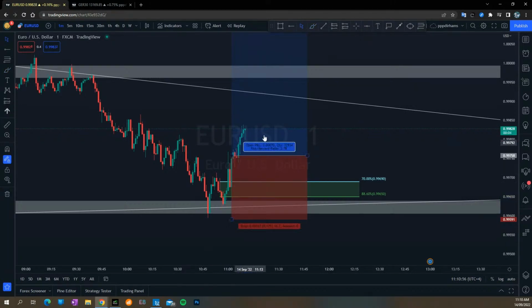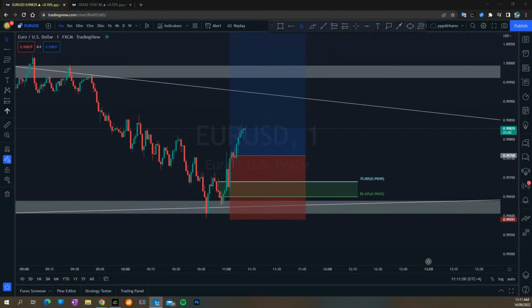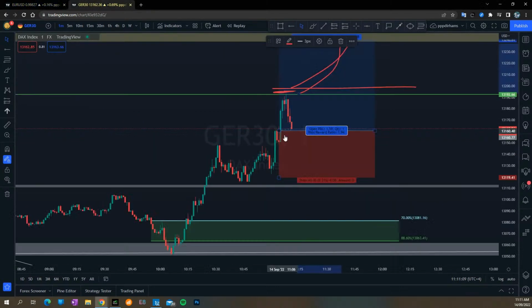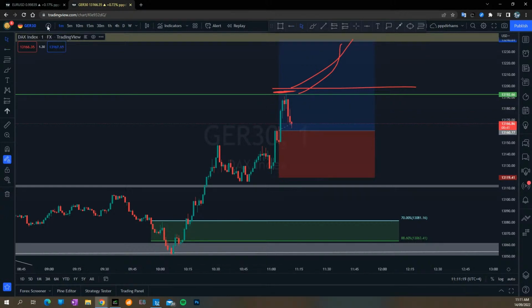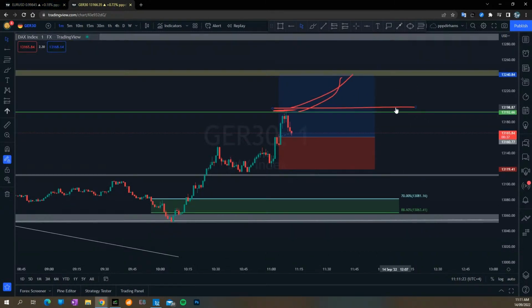Because on Euro USD, I think I opened on time. I'm just going to add more. And for German index, I didn't open on time. I opened my position literally at this point. So right now I'm on some sort of loss, which I'm fine with because my strategy is fine. There's nothing wrong with it. Price is going to push up eventually.